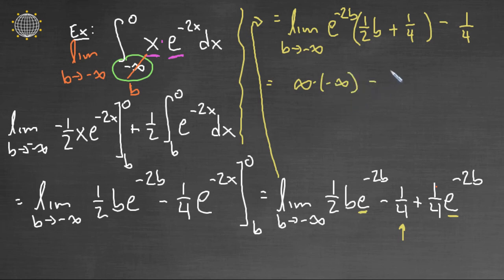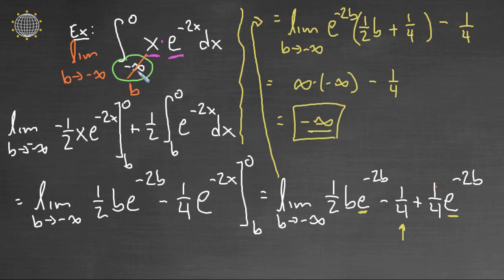And then you have this piddly little minus a fourth. Okay, again, this is negligible. That's a drop in the bucket. Infinity times negative infinity is safe to say that this goes to negative infinity right here. So what does that mean? Like what does an answer of negative infinity mean?